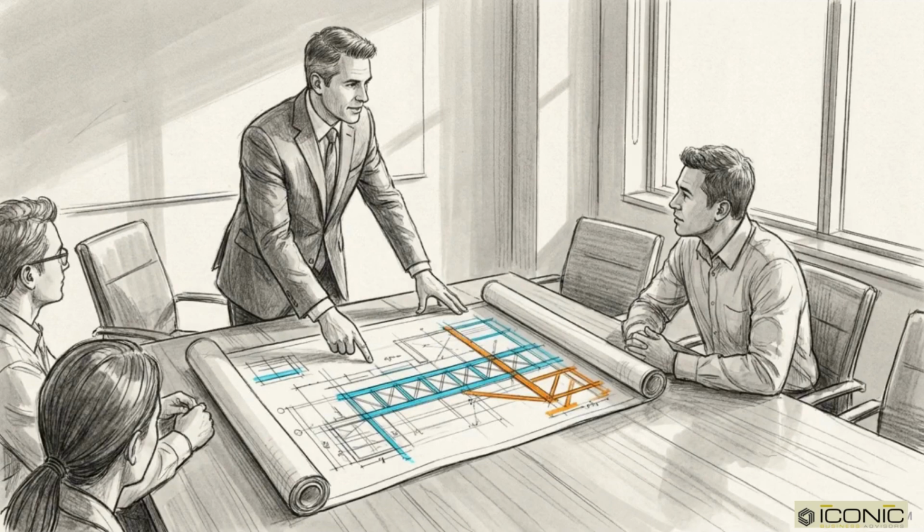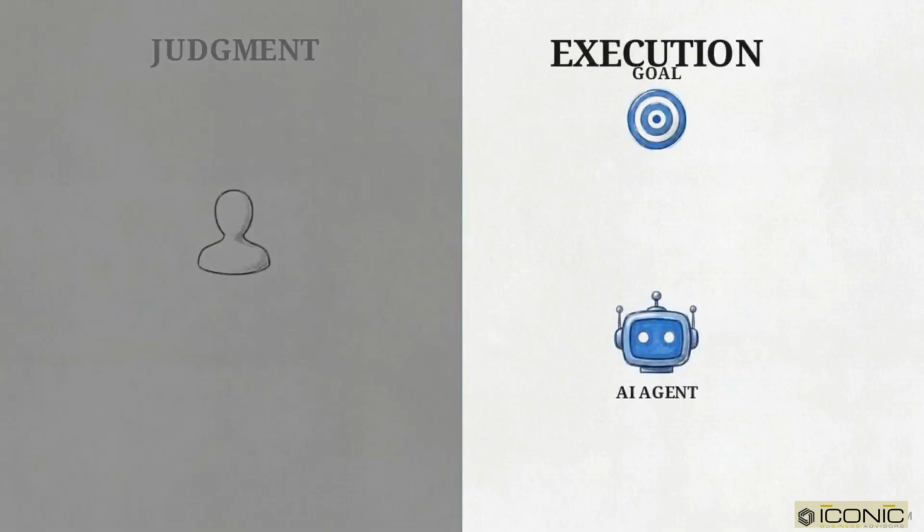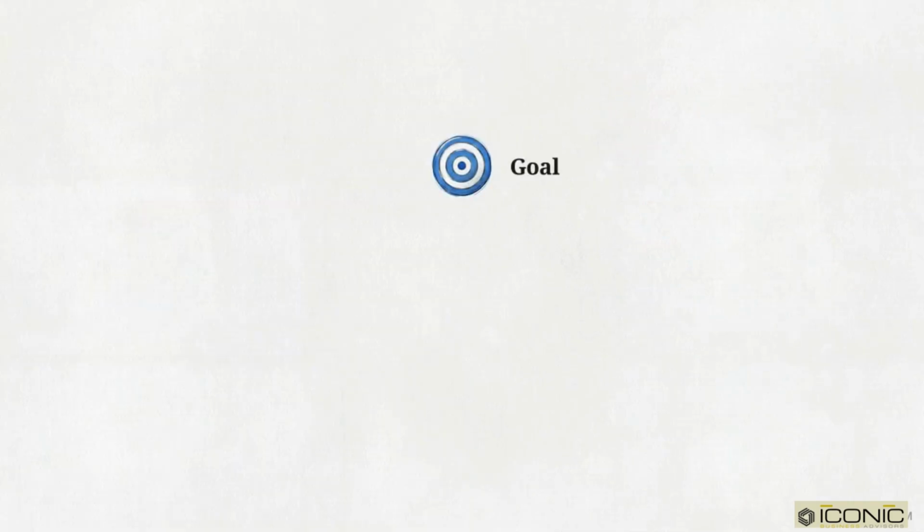In this model, humans are reserved for judgment, making final calls and providing high-level direction. AI agents handle the execution column. They gather data, route information, and complete the repetitive work required to meet the goal. This workflow shows the end result.